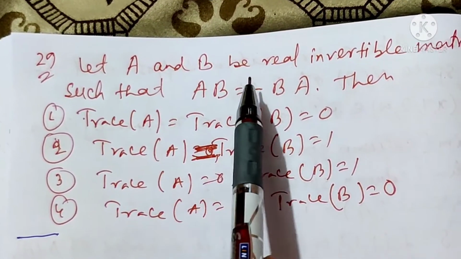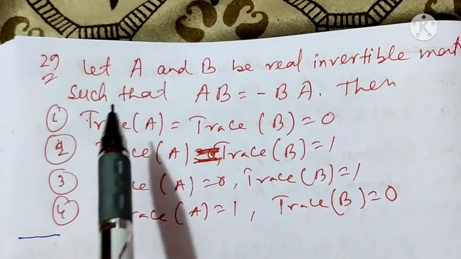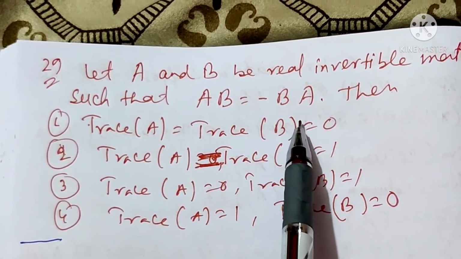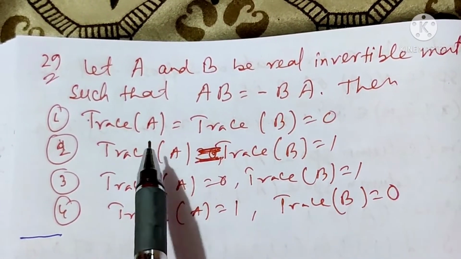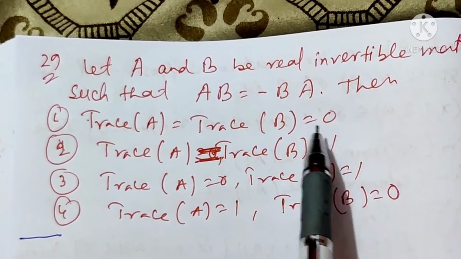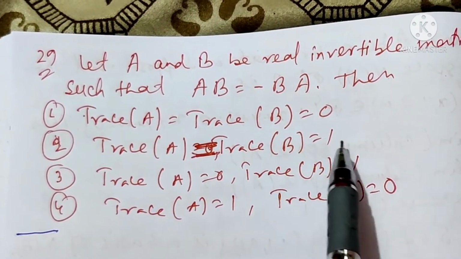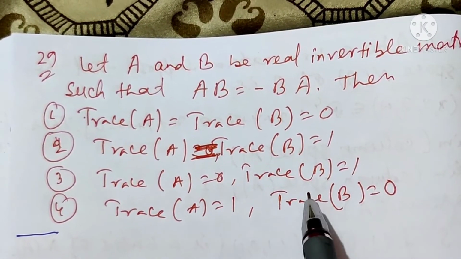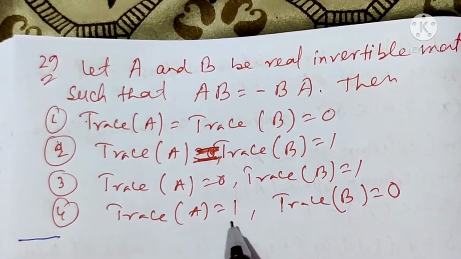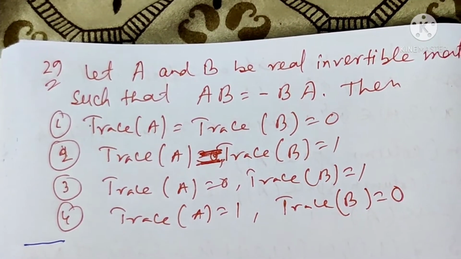Let A and B be real invertible matrices such that AB equals minus BA, then trace A equals trace of B equals 0, trace of A equals trace of B equals 1, trace of A equals 0, trace of B equals 1, trace of A equals 1, trace of B equals 0. Let us solve.